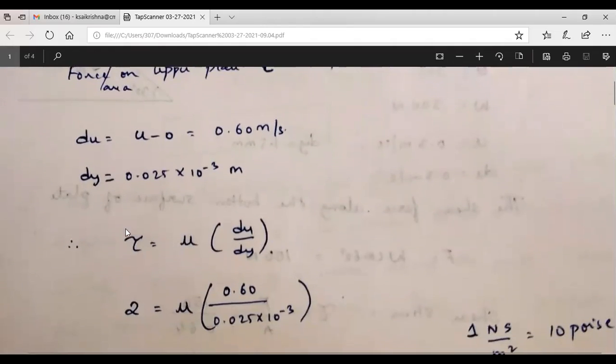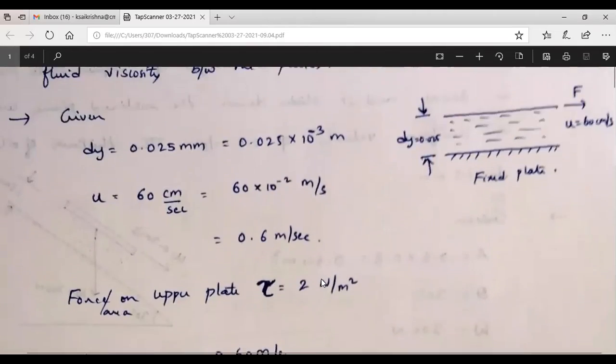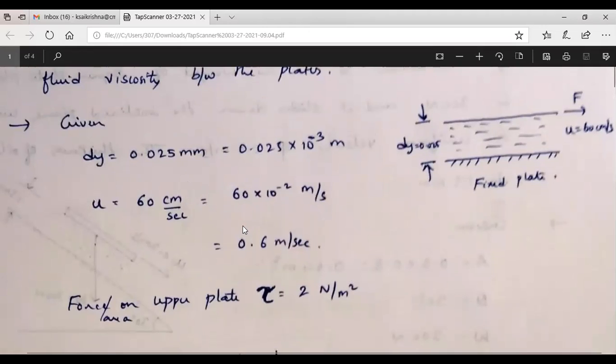So therefore, in this problem, for the dynamic viscosity of the fluid, tau equal to mu into du by dy. Already the tau value is given, 2 Newton per meter square. So substitute the values of the known things here. So 2 equal to mu into du value 0.6, dy is 0.025 into 10 power minus 3. Okay, please copy up to here. Given data, write down first. Okay, copy this in the notes.